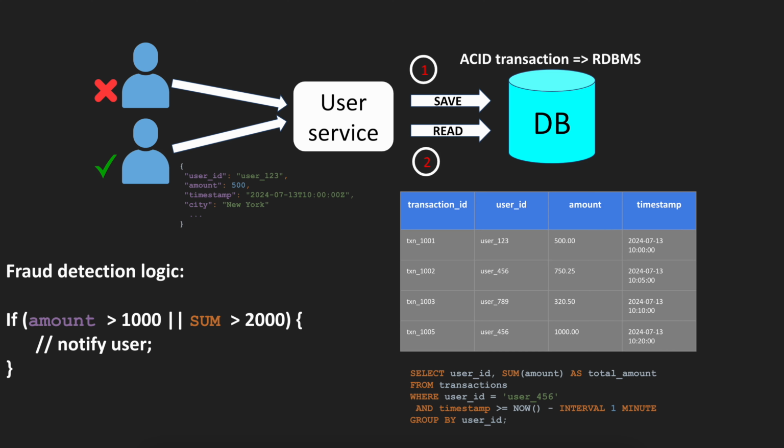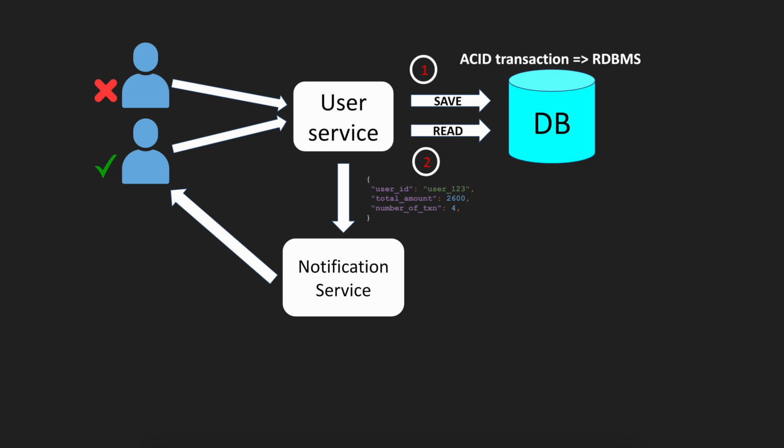For that we would have one more microservice, the notification service, which we are calling, and we are sending our user and the total amount, which is, for example, in our case, 2,600, and the number of transactions, which is 4. This means that for this particular user with the ID 123, we received 4 transactions in the last 1 minute, and the total sum is 2,600, and we are notifying the user. So we are calling the notification service microservice, and that microservice calls the user.